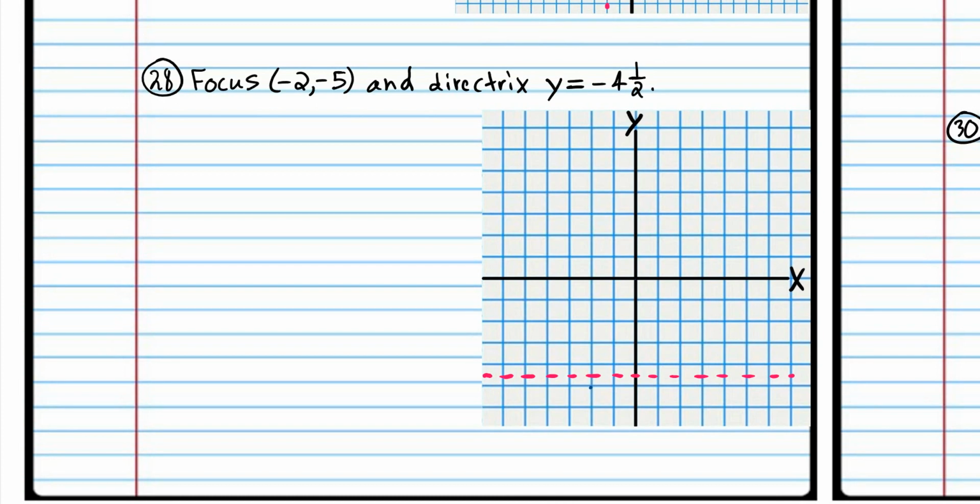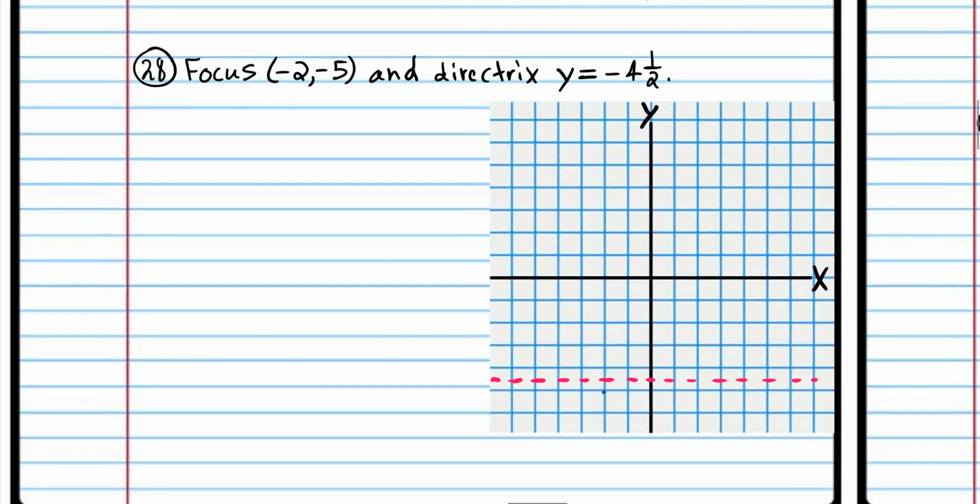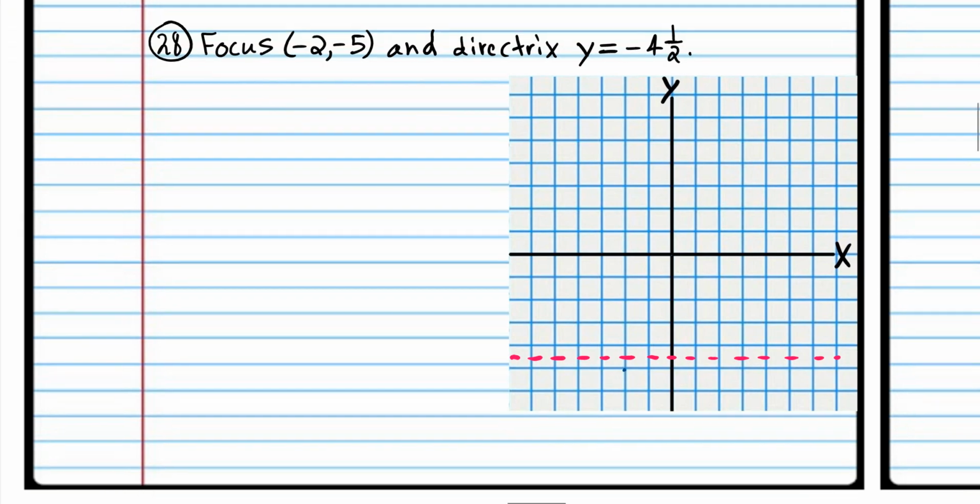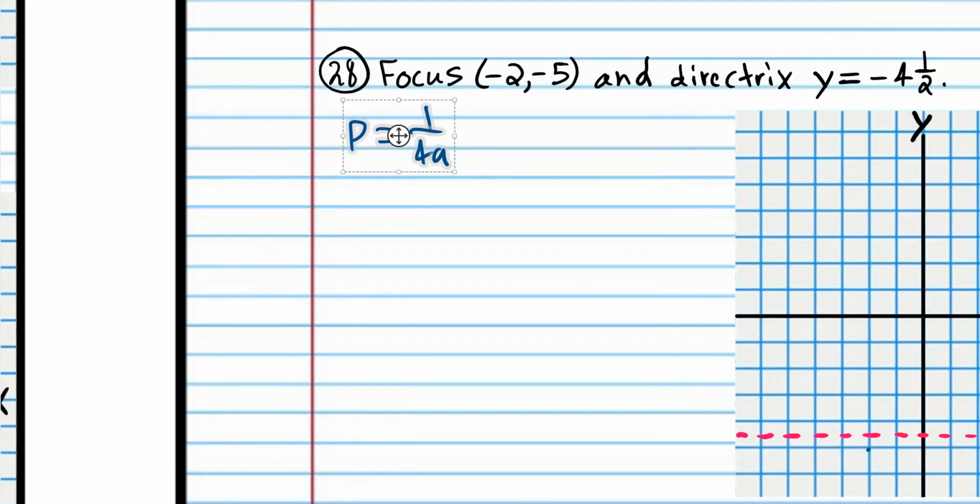Now we have the focus and the directrix. P is going to be half that distance from the directrix to the focus. So the distance from the directrix to the focus is about 1/2. So remember, the distance from the vertex, which is in between the two, to the focus is P. The distance from the vertex to the directrix is also P. So that's going to be 1/2 of 1/2, which is 1/4. So P is 1/4, and we can see obviously a would have to be 1.